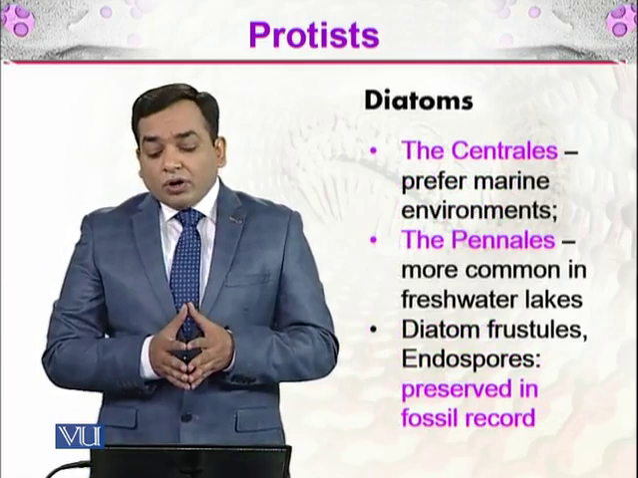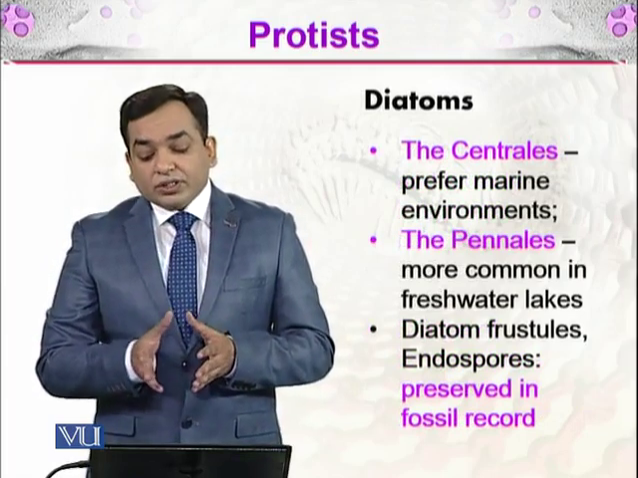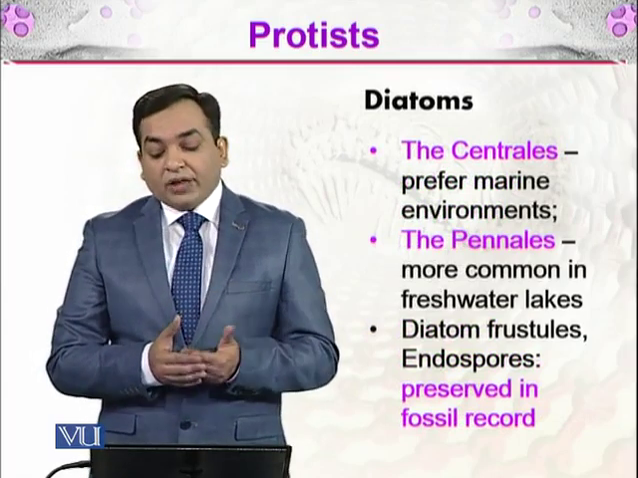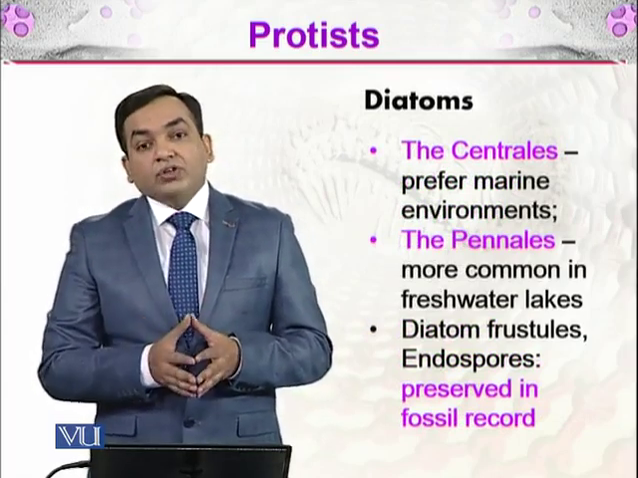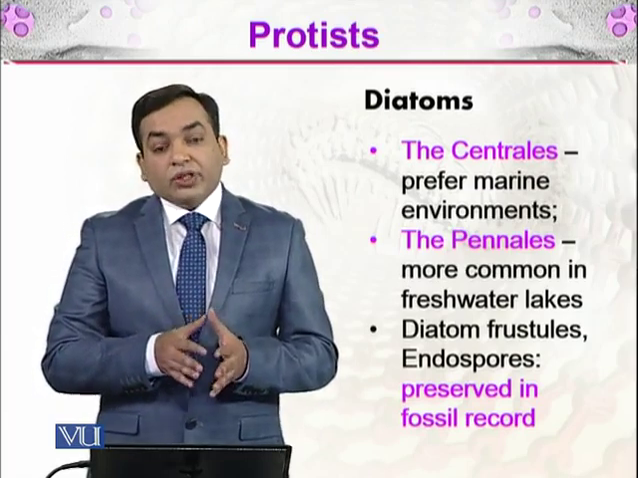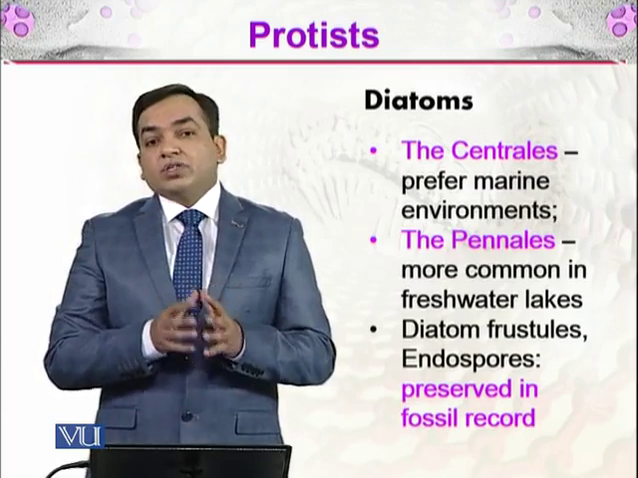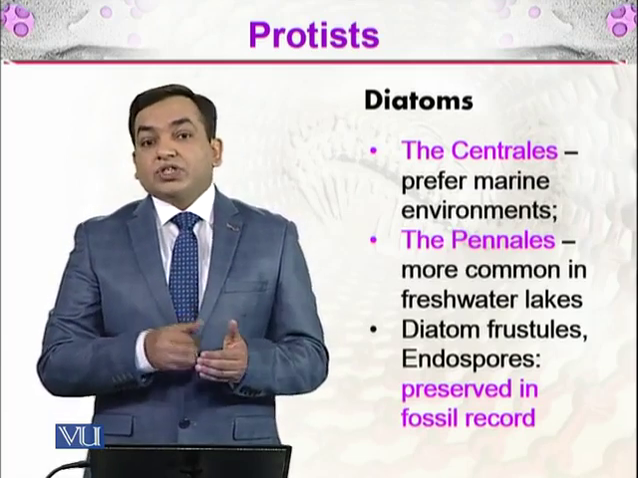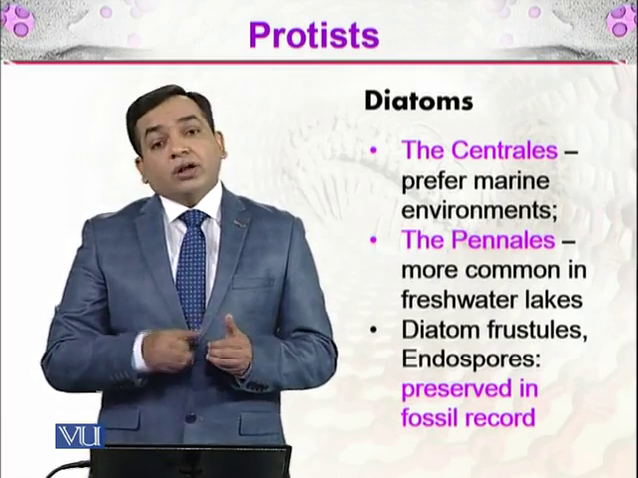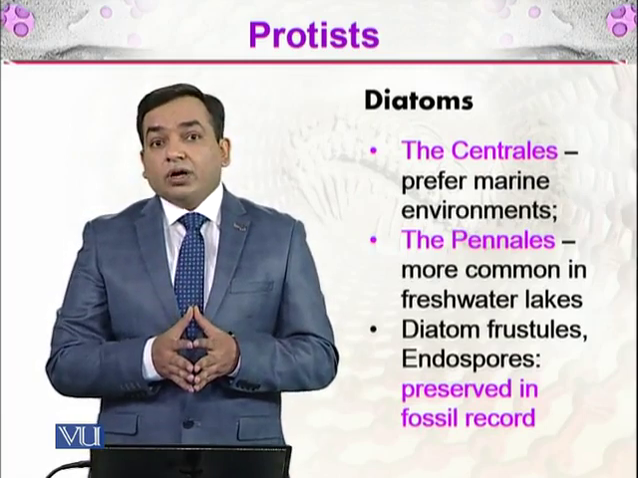The diatoms are of two types. These are the centrales, which prefer the marine environment, and the other one are the pennales, which are most common in freshwater lakes. And there are some remains of the diatoms which can be found in the fossil record, which are called diatom frustules. Now, what are the diatom frustules?